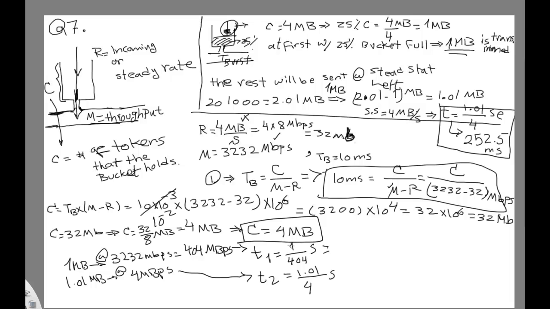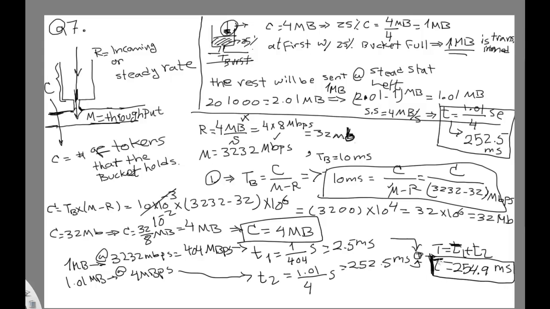So the t sub 1 is going to be 2.5 millisecond, and t sub 2 is going to be 252.5 millisecond. When you add these two, the total t is going to be t sub 1 plus t sub 2, which is going to be 254.9 milliseconds. So the accurate calculation of sending that much bytes is going to be this.